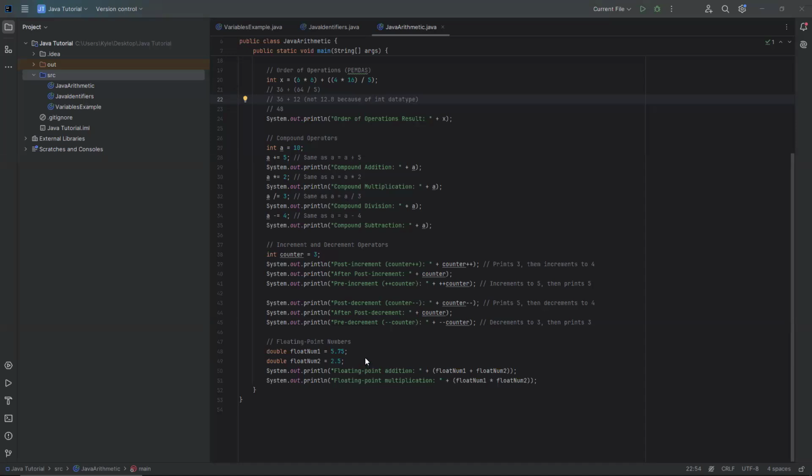Finally, let's talk about floating point numbers. Just an easy example here. Double floatNum1 is equal to 5.75. Double floatNum2 is equal to 2.5. And we're printing out the addition and multiplication of those two numbers. So let's compile this and run it.